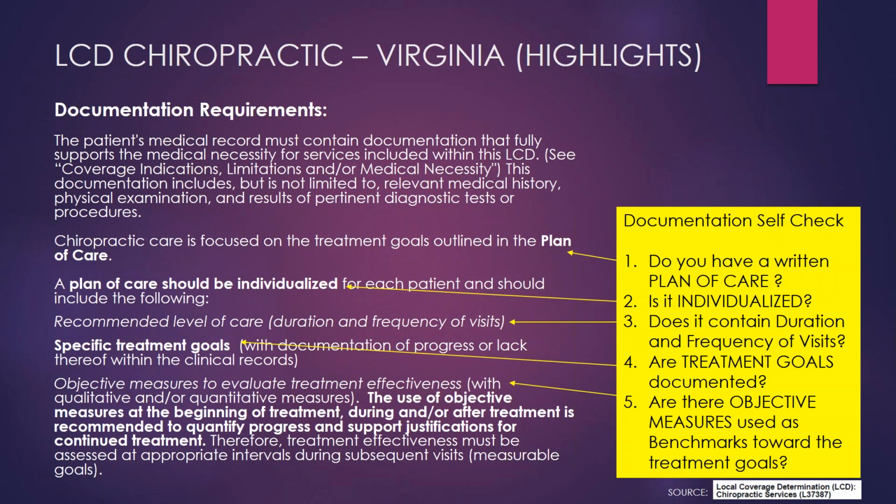The other thing is that the plan of care needs to have objective measures to evaluate treatment effectiveness, with qualitative and/or quantitative measures. And of course, in the last 2 webinars, we talked about these measures. We talked about using the Oswestry Disability Index or the Neck Disability Index, the NDI, the VAS pain scales, measurable types of measures that will show the improvement in the patient's function and the improvement in the patient's ADLs.